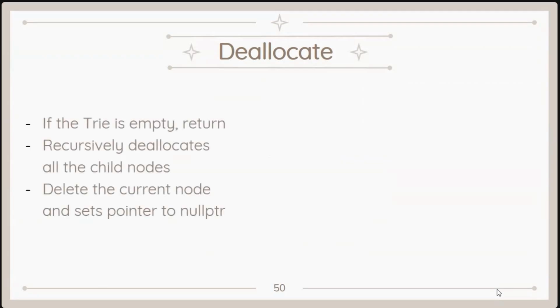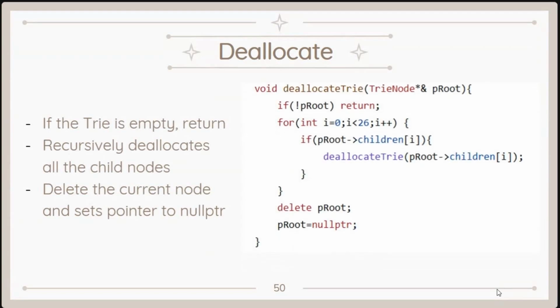If the trie is empty, return. If it is not empty, we recursively traverse to each child node, and then we delete it and set it to null pointer. It's exactly how we do with delete, but yeah, it's much simpler.